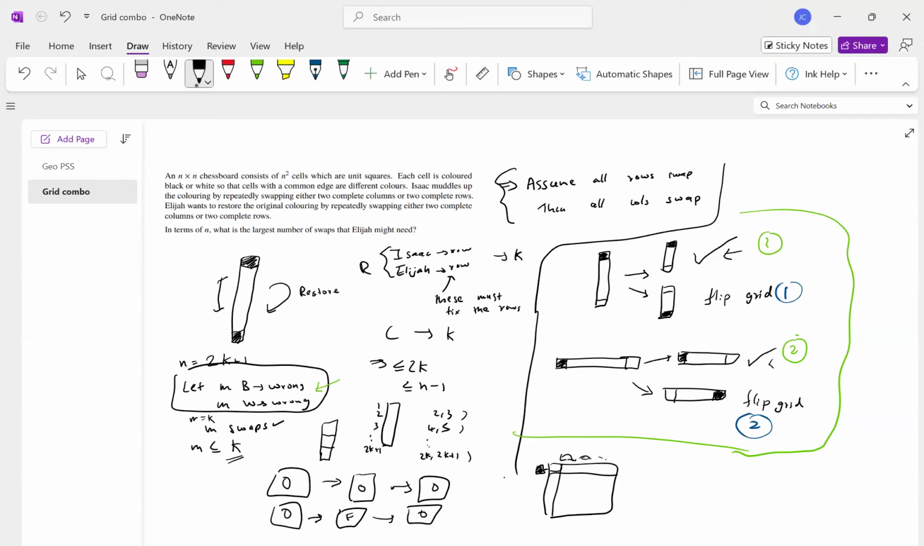Okay. Yeah. So if you're assuming that all the row swaps happen first, it just suffices to look at what's happening to one column. Does this make sense? I can explain it again if you want.